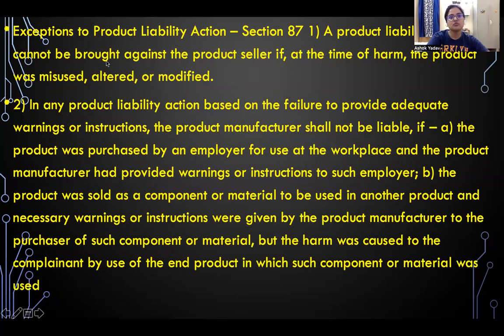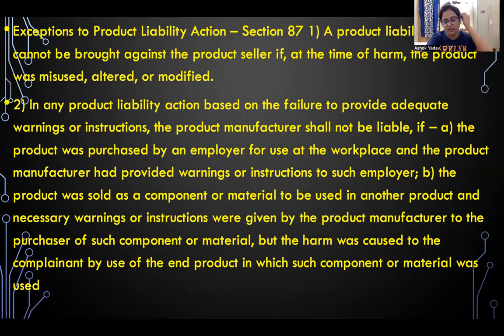Now, exceptions to product liability action. Let's see. Section 87 clause 1 is talking about it, and is saying a product liability action cannot be brought against the product seller if at the time of harm the product was misused, altered, or modified. Second, in any product liability action based on the failure to provide adequate warnings or instructions, the product manufacturer shall not be liable if the product was purchased by an employer for use at the workplace and the product manufacturer had provided warnings and instructions.